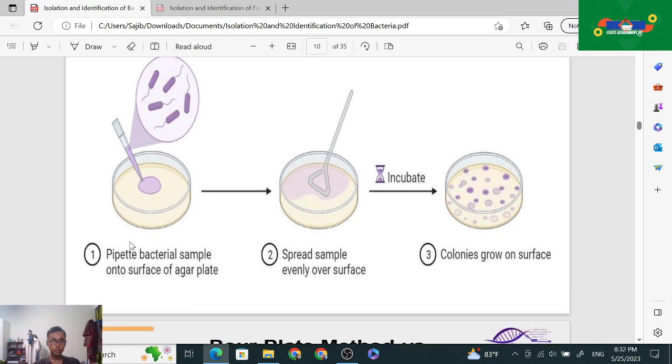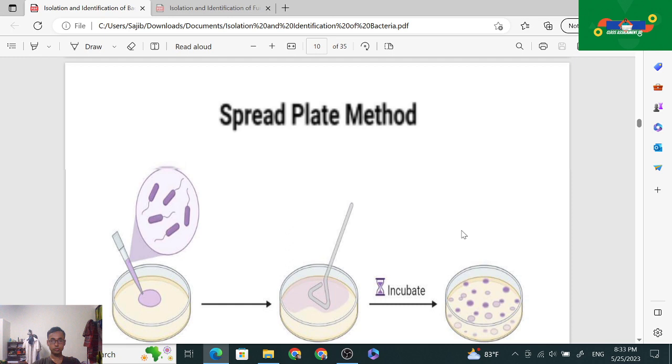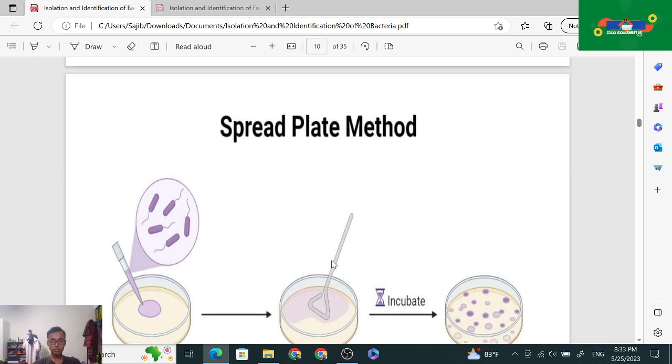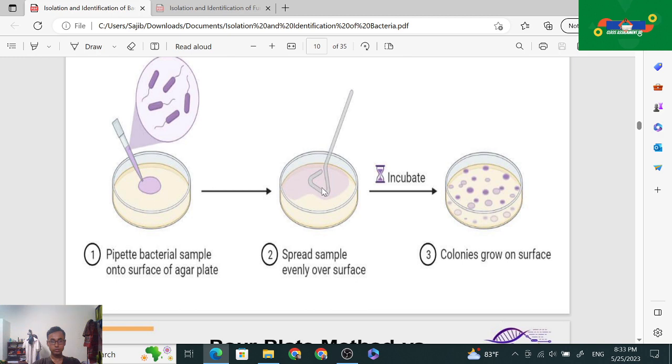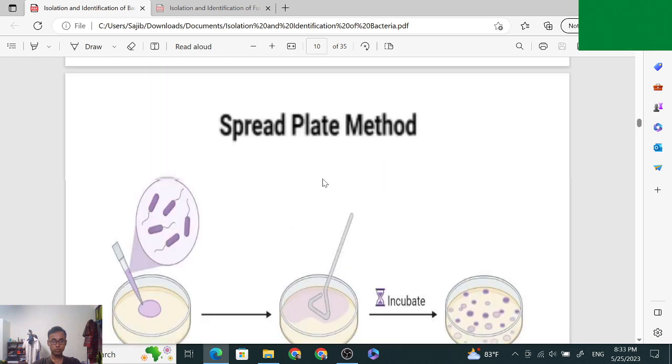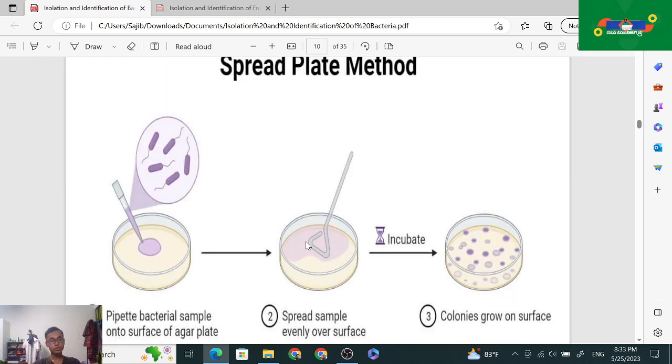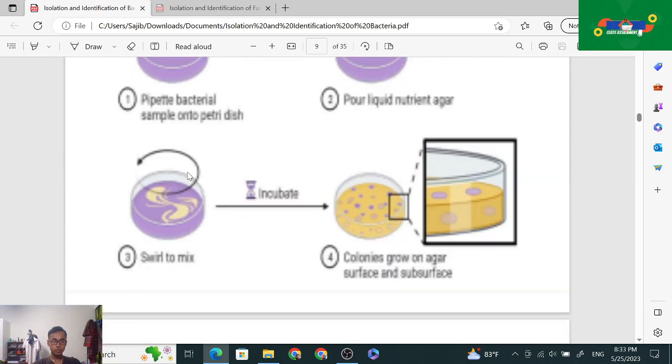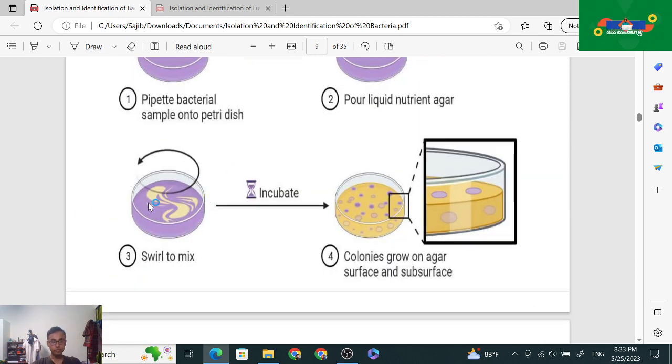And the spread plate method: first we pipette the bacterial sample onto the surface of the agar plate, then spread the sample evenly over the surface and incubate it, and colonies grow on the surface. So this is the spread plate method. One spreading tool is used to spread the sample. In the pour plate case, we could not see any spreading tool; only swirling to mix happens.